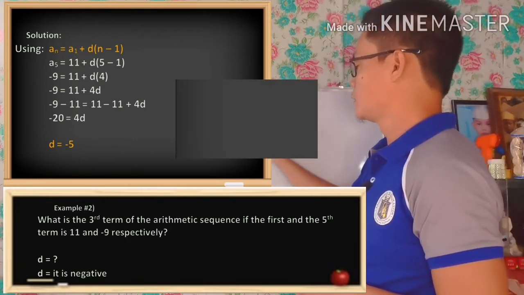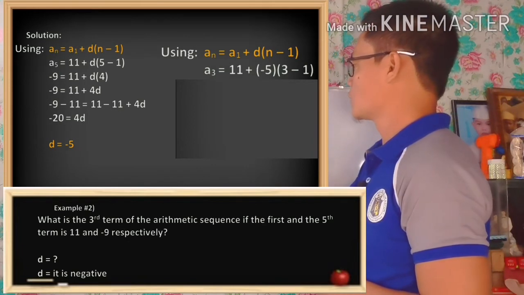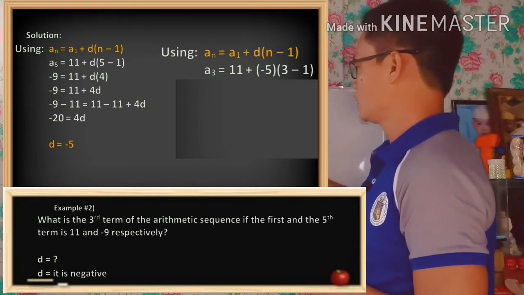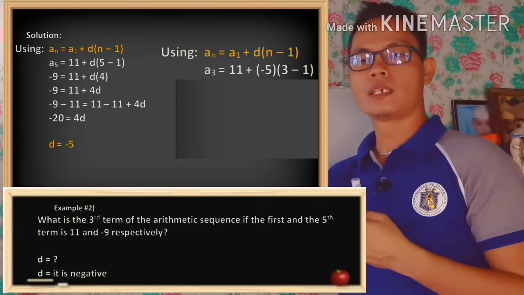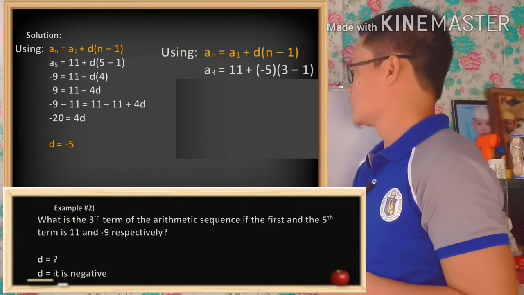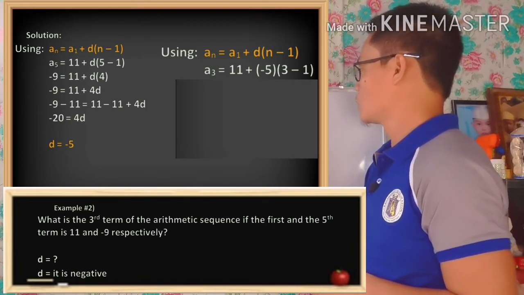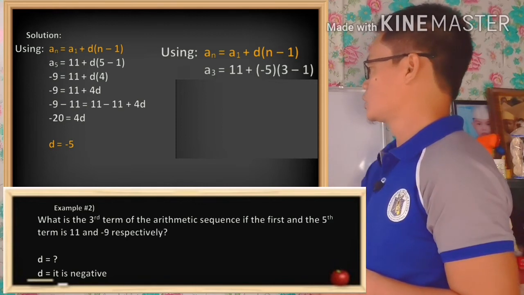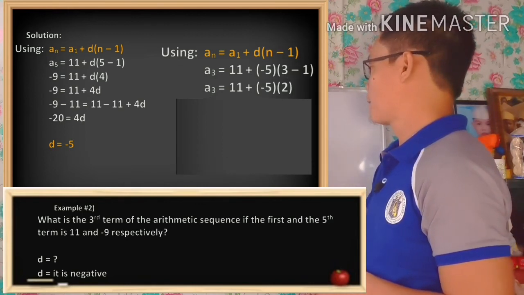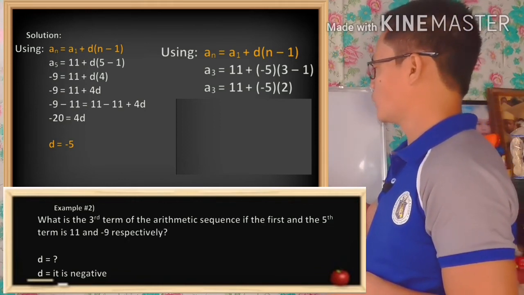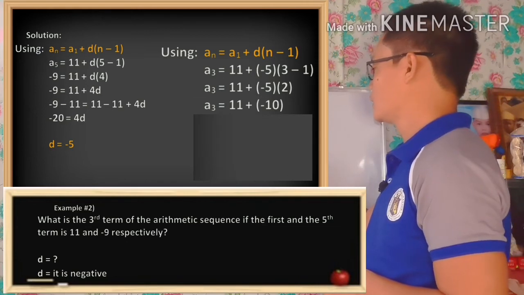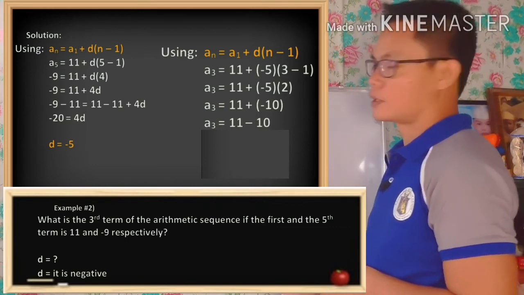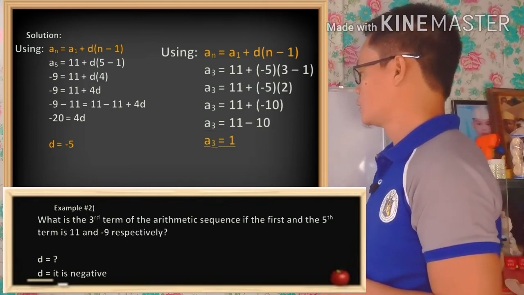So we are now solving for a sub 3. Since we already have the common difference and the first term, substitute the values. Let us rewrite again the formula. It is very important to have a step-by-step procedure. A sub 3, we have the given a sub 1, 11. We already have the common difference of negative 5, and the value of n is 3 minus 1. So the third term is equivalent to 11, and 3 minus 1 is 2 multiplied by negative 5, negative 10 here. Then a sub 3 is 11 minus 10. So the value of the third term, a sub 3, is definitely 1.